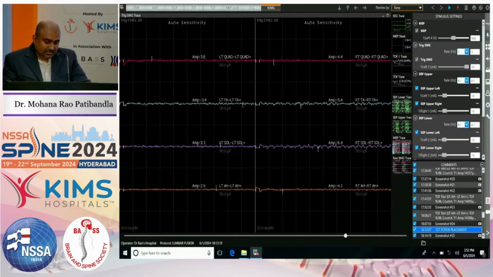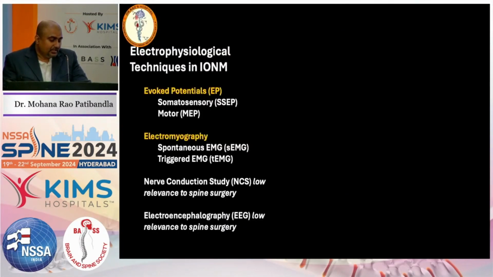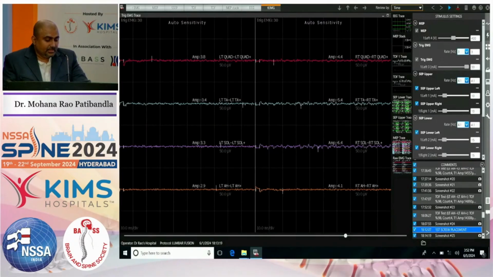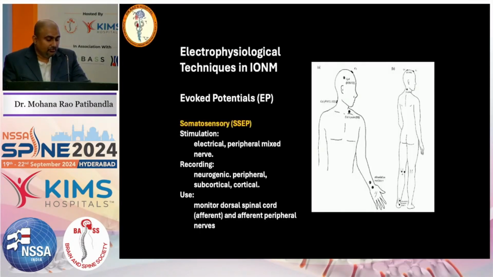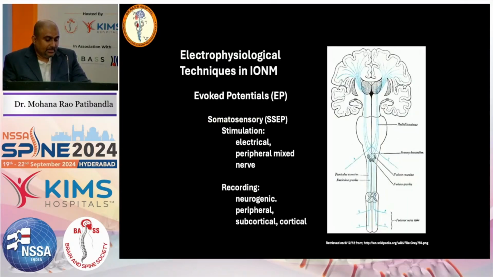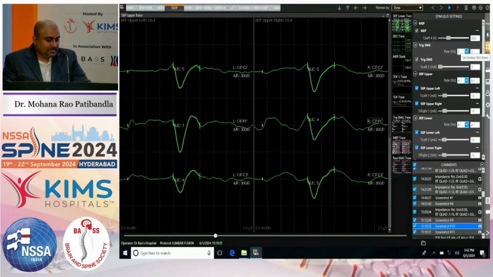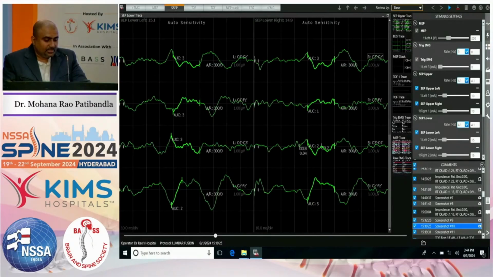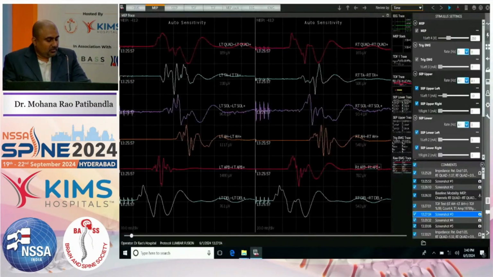This is the triggered EMG. Generally, we put the stimulator at 0.1 or 0.2 up to 1, and then we check. If nothing is there, we feel very happy that we are doing it safely. And SSEPs, as I said, this is the upper limb trace and this is the lower limb trace. This is MEPs.